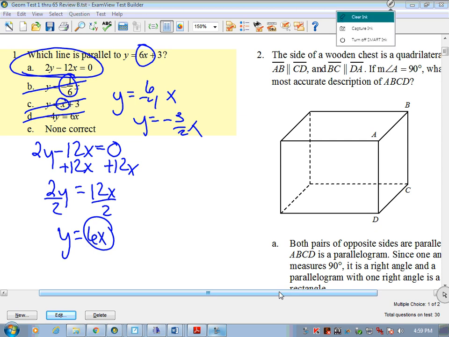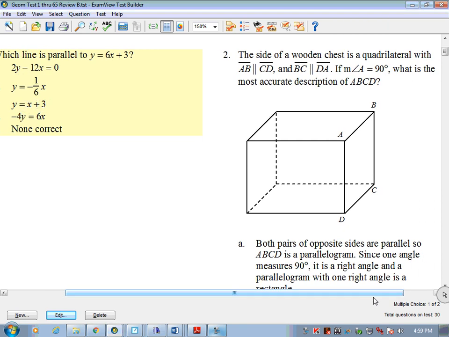Question number 2. I'm going to drag this over. The side of a wooden chest is a quadrilateral. It means it has 4 sides, with AB being parallel to CD and BC being parallel to DA. Okay, so we have a parallelogram. If measure angle A equals 90 degrees, what is the most accurate description of this?